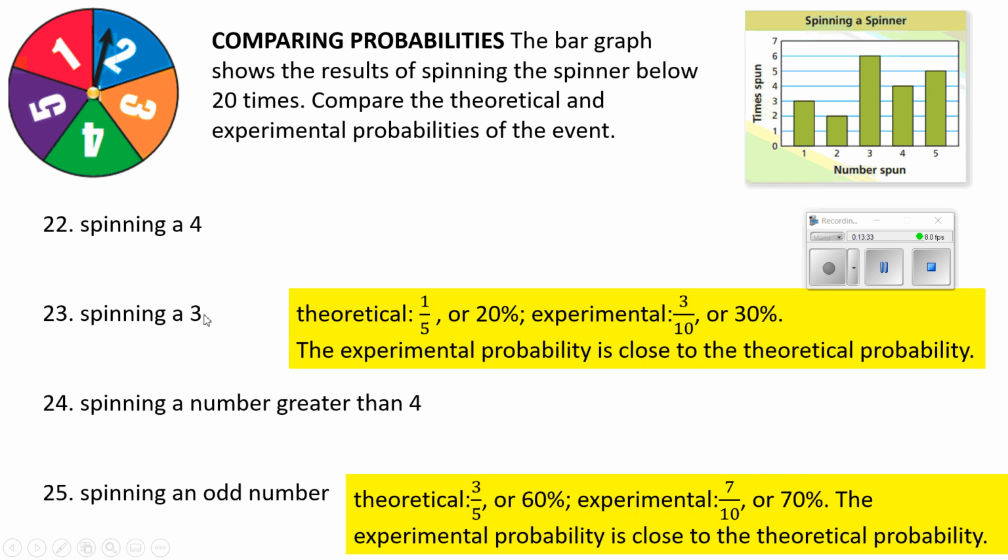Well, 23 says spinning a 3. Spinning a 3, that would be 6, right? And we have to count up, remember there's 20 times that we spun it. So that would be 6 over 20. Theoretically, since there's 5 numbers here, there's a 1 out of 5 chance. But experimentally, it's 6 out of 20. I don't know where I got 3 from.